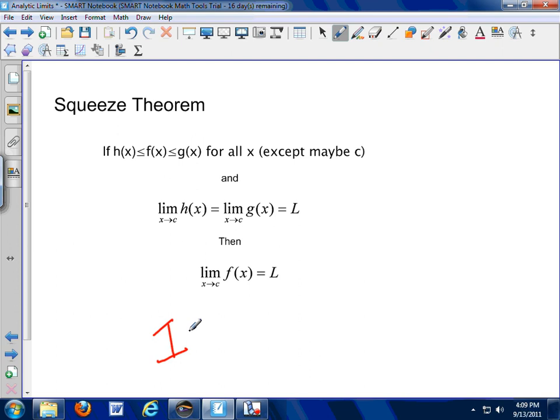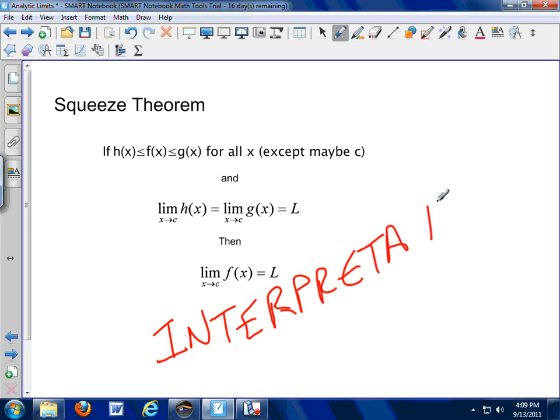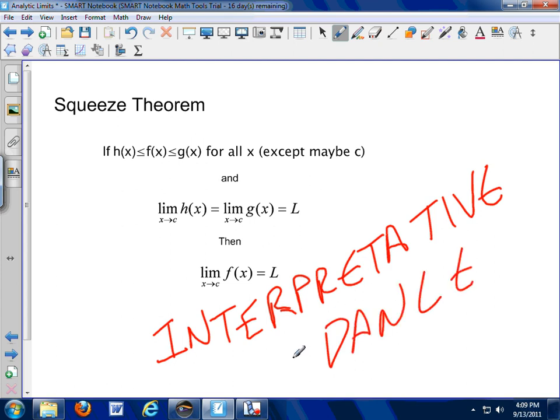Tomorrow, in class, we will do the squeeze theorem, interpretive, am I spelling this right? Interpretive dance. It's the only real way to understand the squeeze theorem, is to dance it out. So we look forward to doing that tomorrow. We'll talk further about the squeeze theorem and interpretive dance. I think that's all there is.